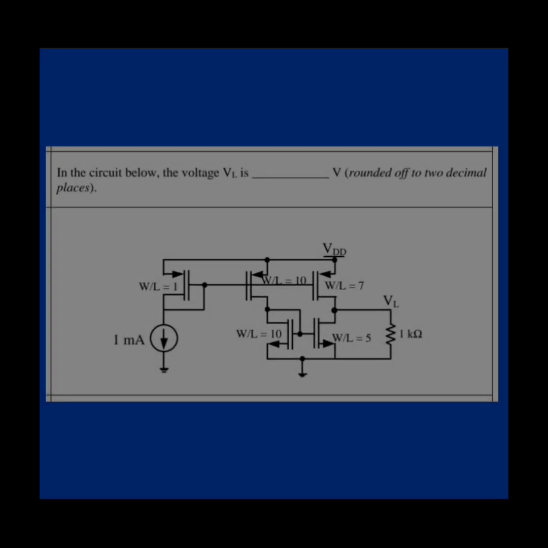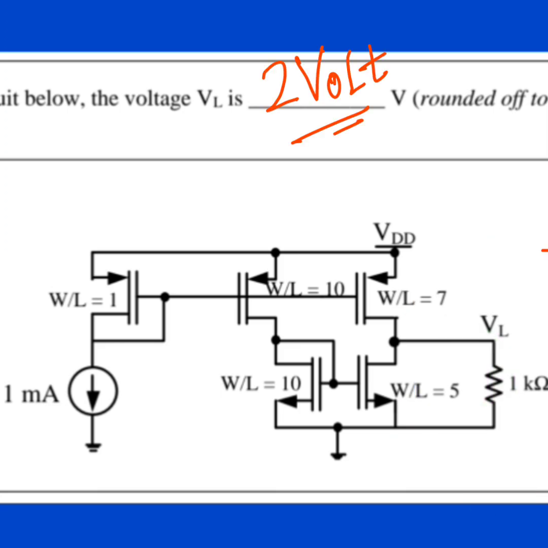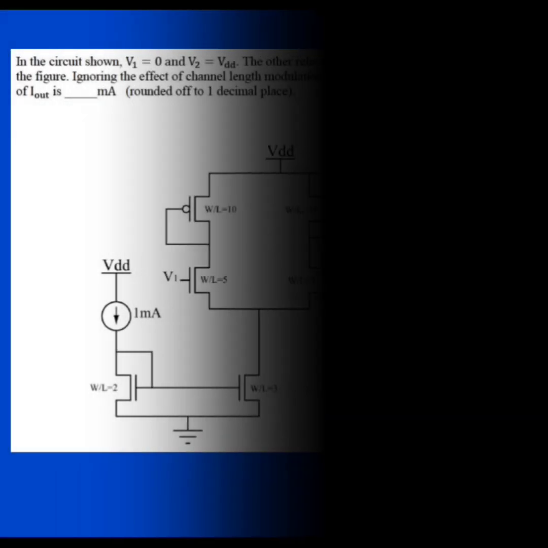But at the top PMOS, you are seeing that 7 milliampere current is flowing. So across the resistor, there will be 2 milliampere current flowing. So what is your VL? As 2 milliampere current is constantly flowing through the 1 kilo ohm resistor, your VL is nothing but 2 volt, because 1 kilo ohm multiplied with 2 milliampere. So your VL is 2 volt. That is my answer. Go to the other question.